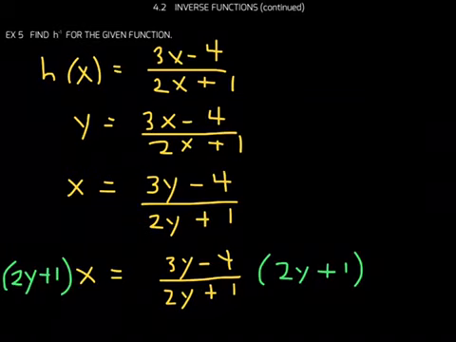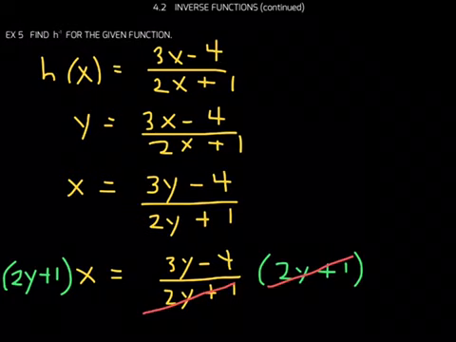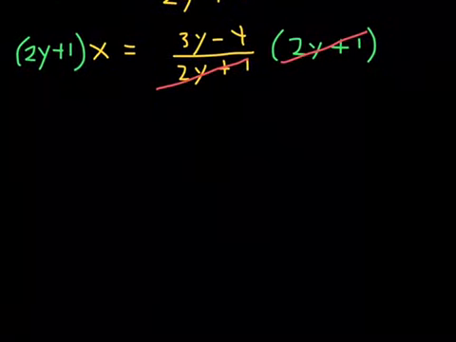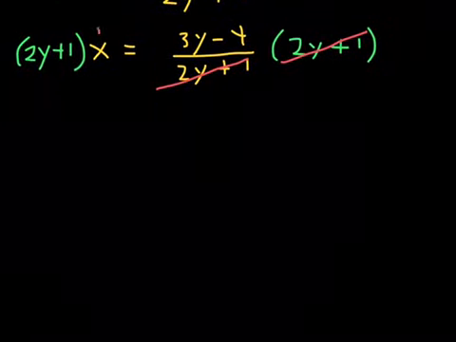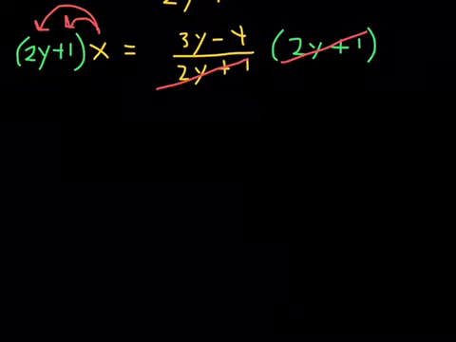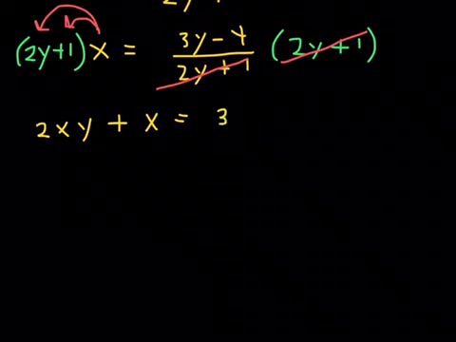All right, the reason why you would multiply both sides by 2y plus 1 is because this factor would be divided up with this factor, and you would have no more fraction, all right? So what you'll be left with here, of course over here, distribute the x, please, like that. And so what you'll be left with on the left is 2xy plus x is equal to 3y minus 4.